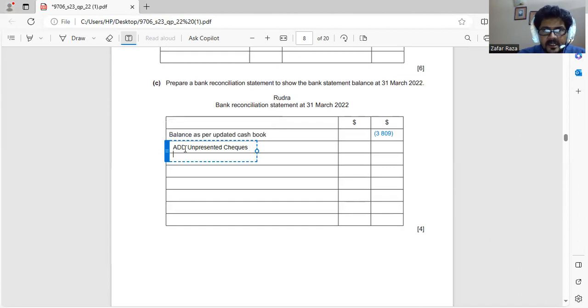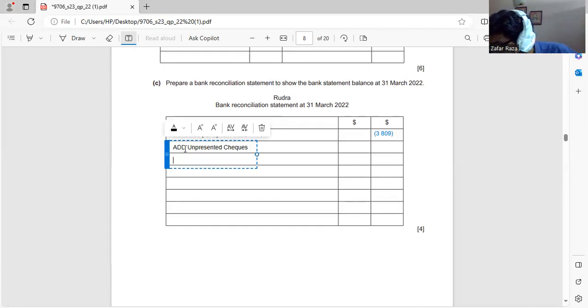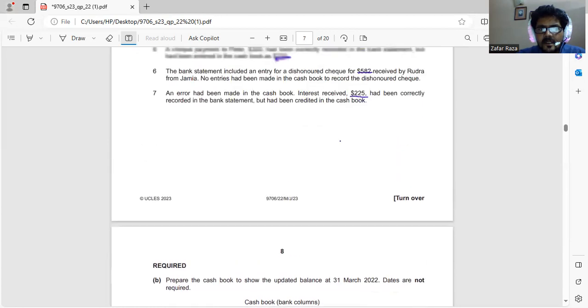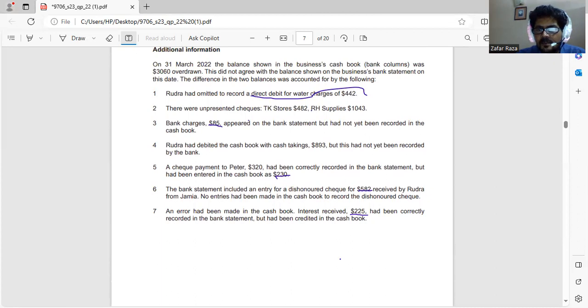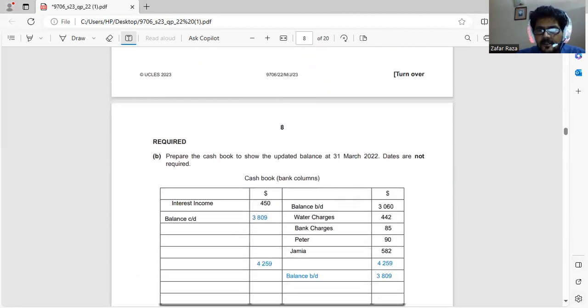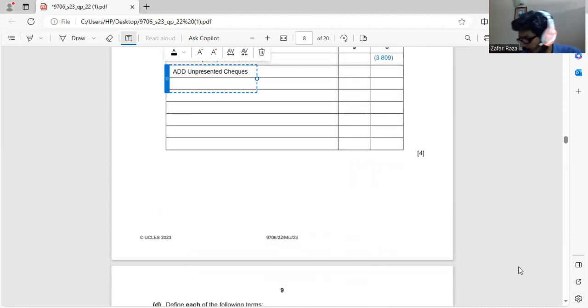There are two unpresented checks: TK Stores and RH Supplies, 482 and 1043. TK Stores and RH Supplies.